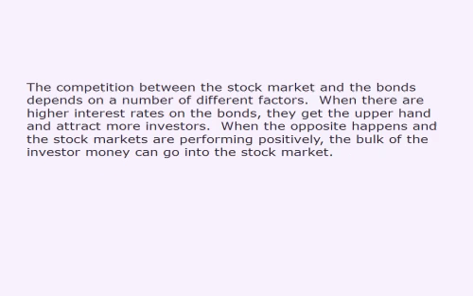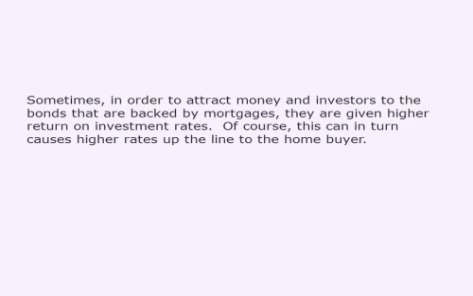The competition between the stock market and the bonds depends on a number of different factors. When there are higher interest rates on the bonds, they get the upper hand and attract more investors. When the opposite happens and the stock markets are performing positively, the bulk of the investor money can go into the stock market. Sometimes, in order to attract money and investors to the bonds that are backed by mortgages, they are given higher return on investment rates. Of course, this can in turn cause higher rates up the line to the home buyer.